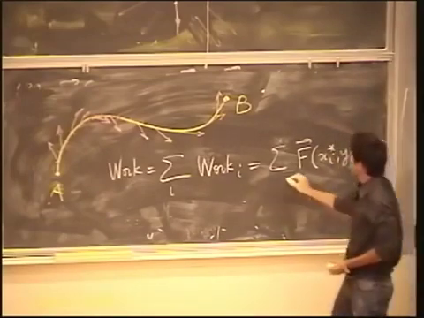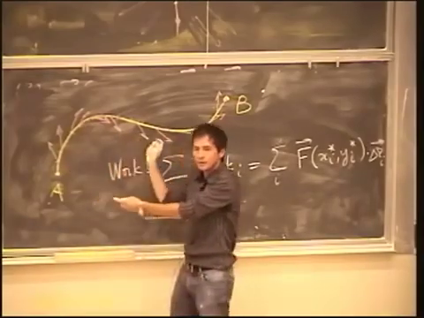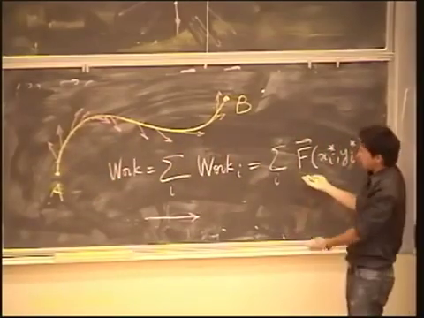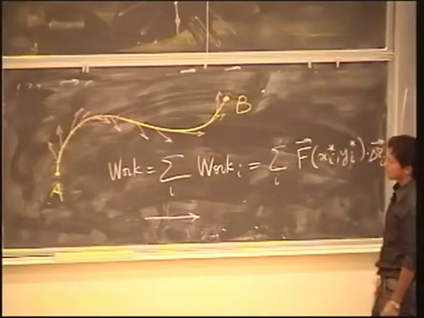Right? And so you know what will happen. You know what will happen when this partition becomes finer and finer. This sum will converge to an integral. Because this, of course, is very reminiscent of all kinds of integrals we've done up to now. We've done double integrals, triple integrals, and many others.